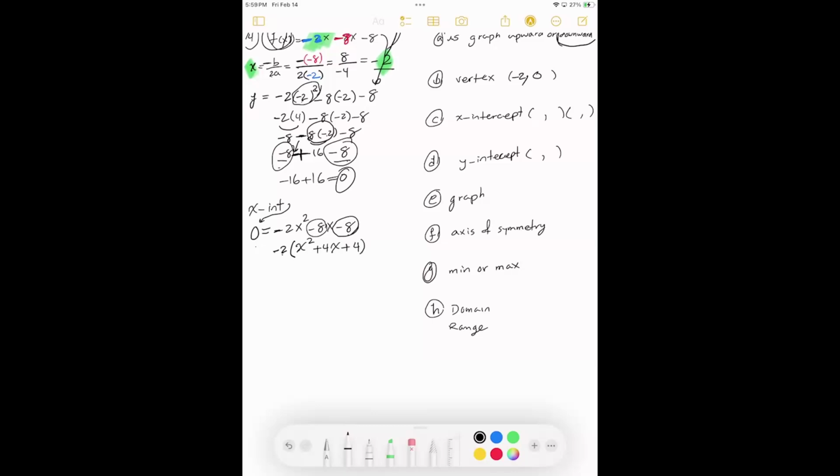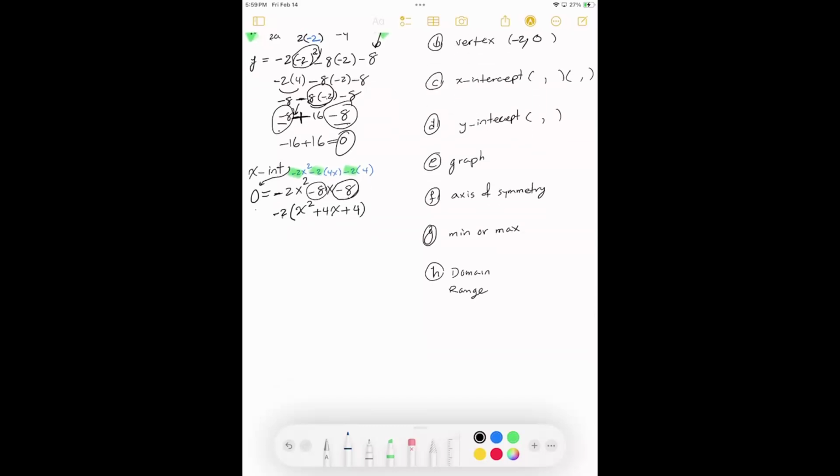Or you can say that this is negative 2 times x to the power 2, negative 2 times 4x, and negative 2 times 4. Do you see they all have this common factor, negative 2? So I'm keeping it outside. Then I'm going to be left with x to the power 2, positive 4x, and positive 4.